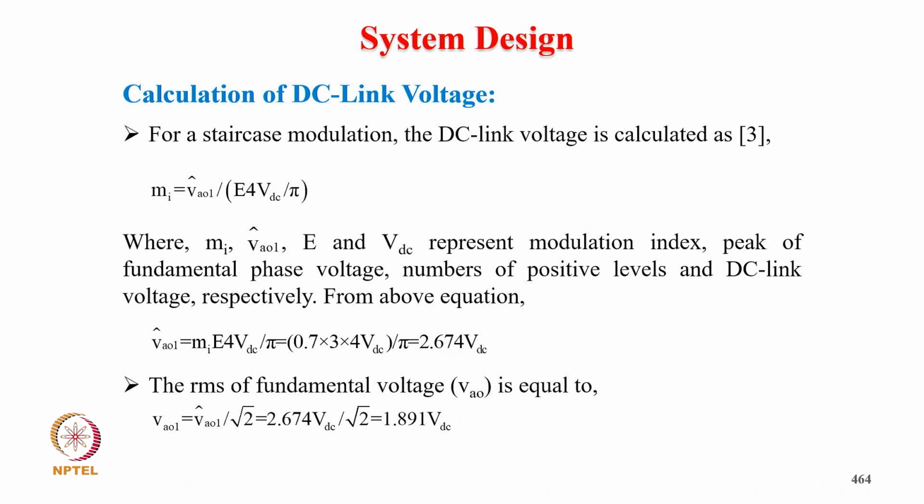So for staircase modulation, the DC link voltage is calculated as MI equal to VO divided by E times VDC by pi, where MI, VO, E and VDC represent modulation index, peak of fundamental phase voltage, number of positive levels and DC link voltage respectively. From our equation, VO1 equal to MI into 4 VDC upon pi, it comes to 2.67 VDC, and the RMS voltage of the fundamental, VO1 divided by root 2, comes to 1.89 VDC.